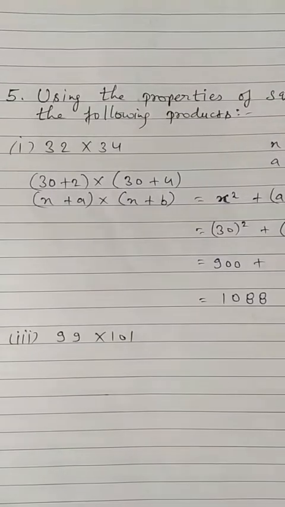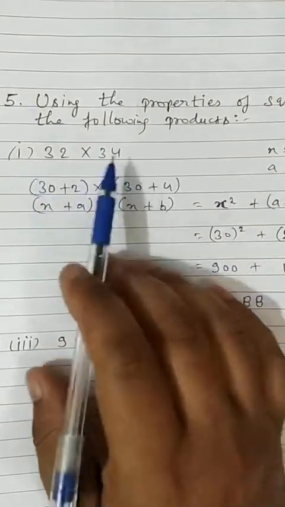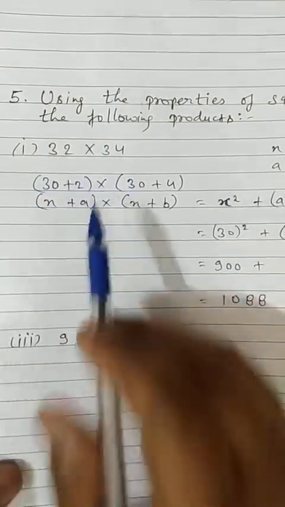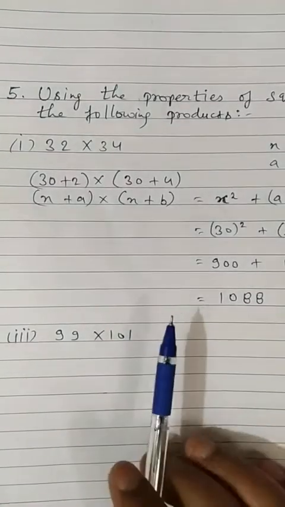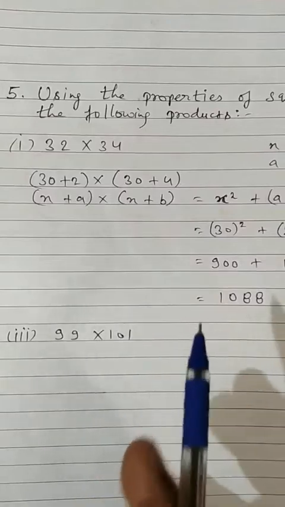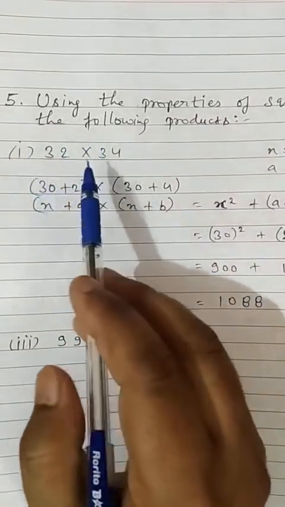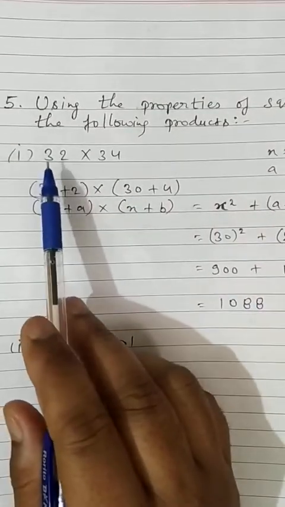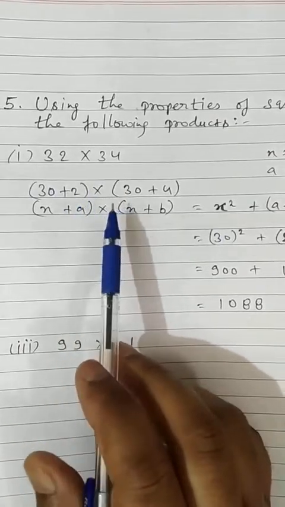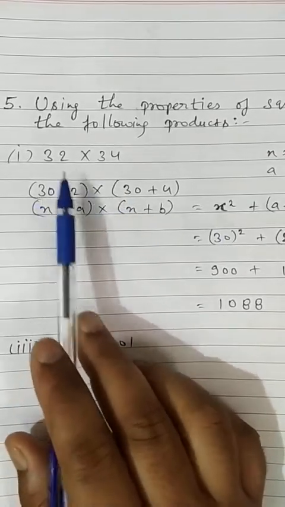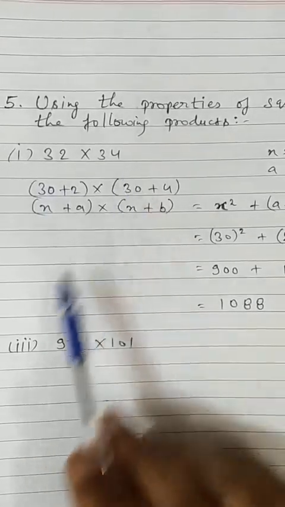Students, yesterday we had done this question. This solution was based on an algebraic identity. So you have to recognize which identity will be used in the specific question. In this question, we can see that in 32 and 34, 30 is common. When we add 2 to 30, we get 32, and when we add 4 to 30, we get 34.